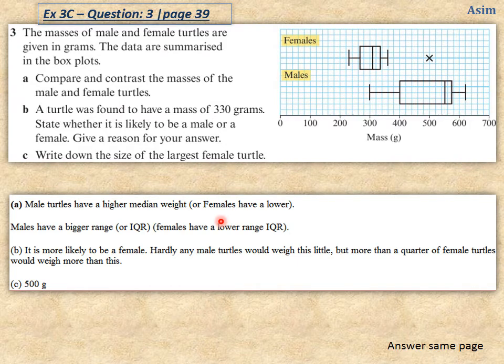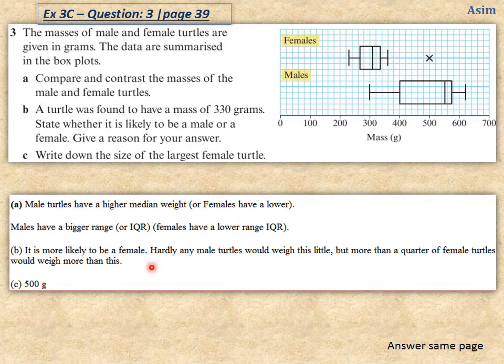Now they want us to compare and contrast the mass of male and female turtles. When you look at this box plot, it's very obvious, and look at the scale as well. You can identify the lowest weight for the male, the median and all that. If you comment based on that, you will clearly see that male turtles have a higher median weight, obviously, and females have a lower one. Second thing, males have a bigger interquartile range. You see this gap here, this is called the interquartile range. Definitely this gap is bigger for male than this gap for female.